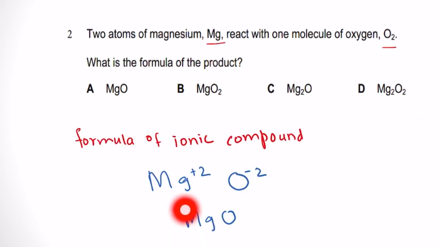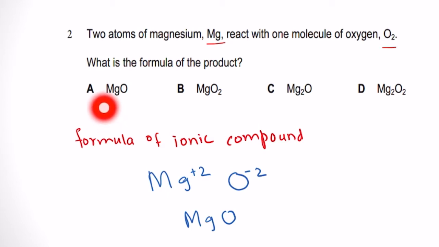How to find out? Magnesium valency is +2, oxygen valency is -2. Both are the same, so they will cancel out each other. So the formula is MgO, right? So here the answer of the question will be MgO. Option A will be the right answer.